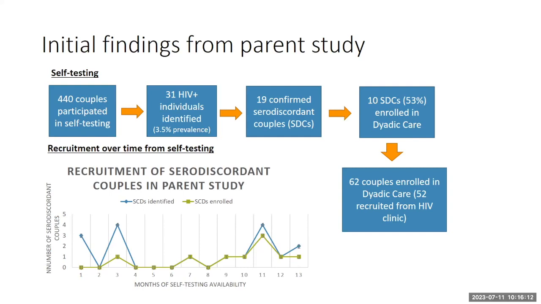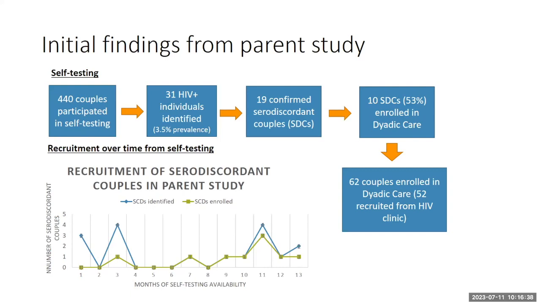I think this is important to highlight because of Adrian's point yesterday about using your partner's status as a proxy. We found 6 couples that were seroconcordant, so both members were positive, and 19 where they had different statuses. So the majority were serodiscordant. Of those, 10 couples, or 53%, enrolled in the second portion of the study, the dyadic care portion. We did enroll 62 couples overall.